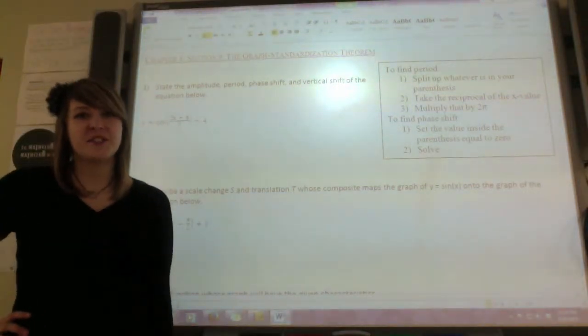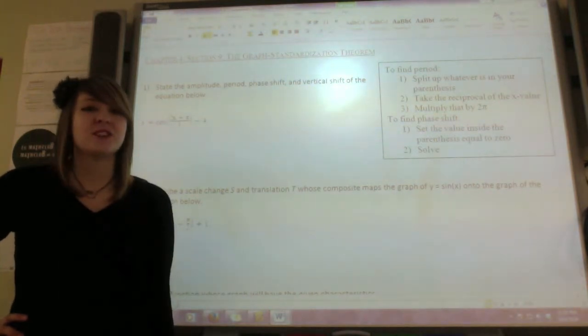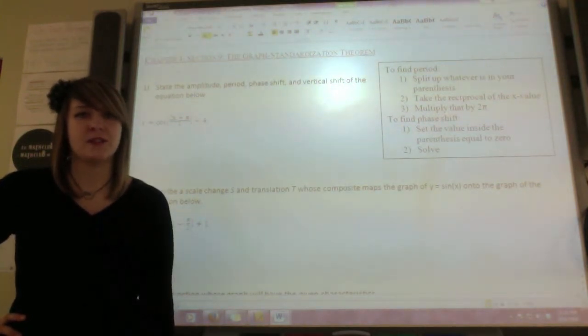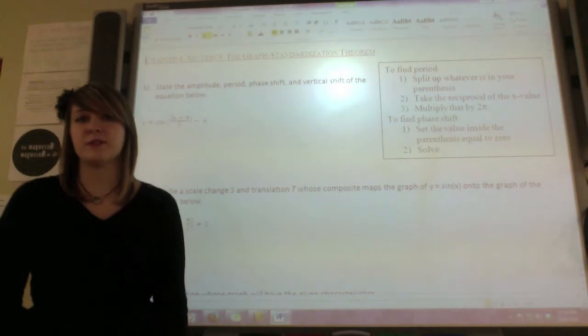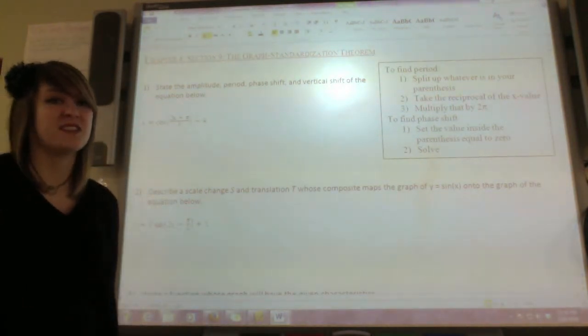Hey guys, today we're doing chapter 4, section 9, and this section gets a little bit harder, so it's really important that you really understand section 7 and 8 before we move on to this section, because this is combining both of those together. So now we're going to talk about actually doing translations and scale changes at the same time.